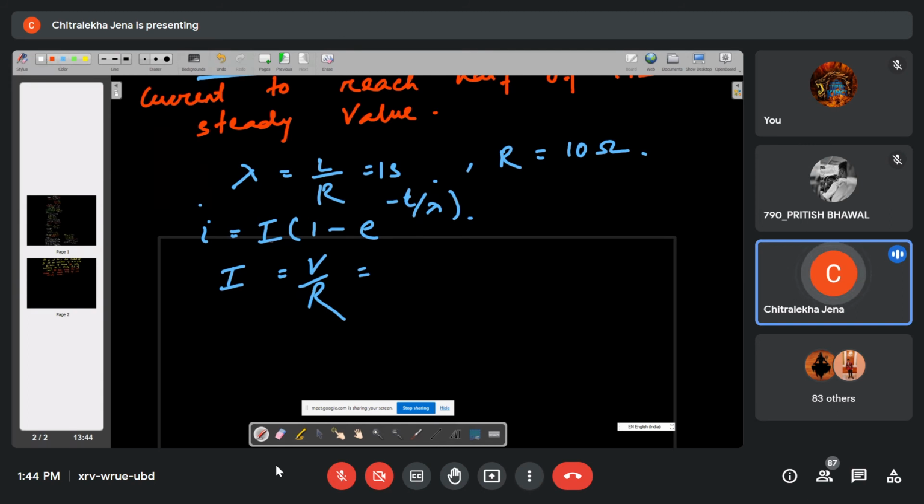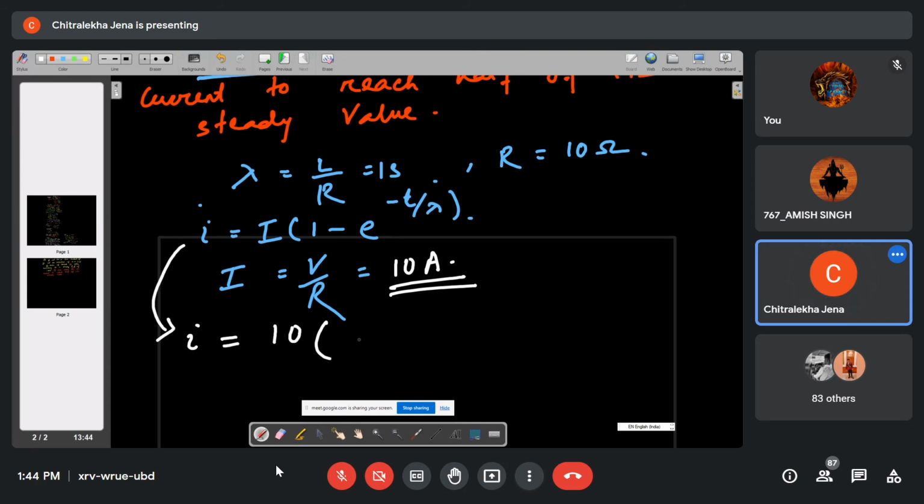So I is equal to V by R, so this will be equal to how much? I is equal to कितना? 10 ampere current. Very good. Then after that, what you will find out? You will find out the value of current 0.1 second after switching to a 100 volt. So I is equal to how much? What is my equation? In this equation, I will put it.